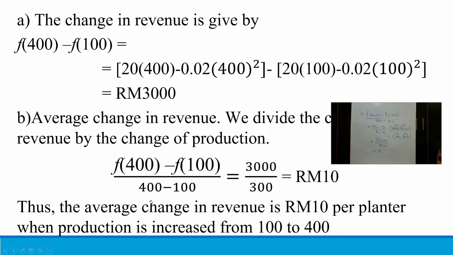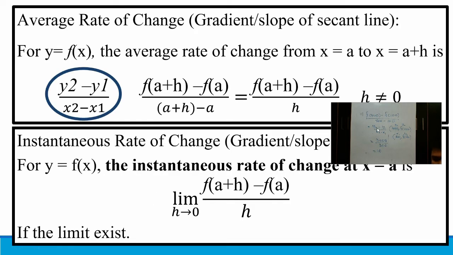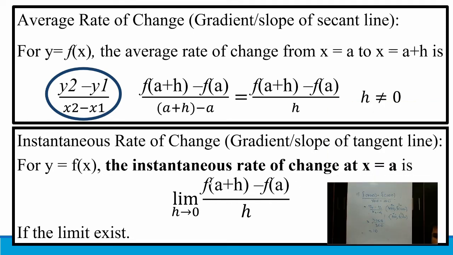So, the formula looks like this. Please look on the screen. The average rate of change, or gradient or slope of the secant line, for y = f(x), from x = a to x = a + h, is (y2 minus y1) over (x2 minus x1).